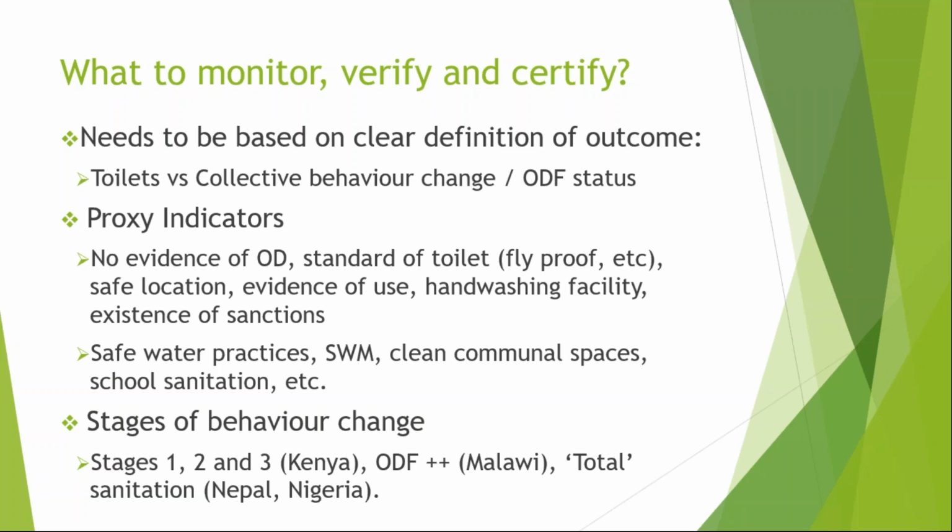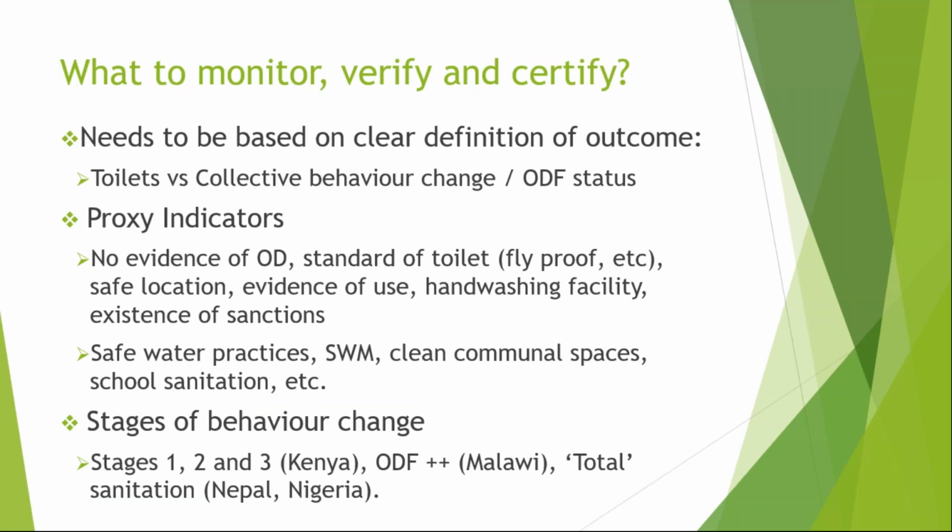It's about all members of the household and all members of the community changing their behaviour, and that being sustained over time. So in terms of what is selected to measure to represent collective behaviour change, there are a number of proxy indicators. Things like no evidence of open defecation within the community. It might be around the standard of toilets. So is it fly-proof, importantly? Is it in a safe location that's not polluting, not close to groundwater sources? Is there clear evidence that the toilet is being used? That is often a good way to know that people are not going elsewhere, they are actually using the toilet.